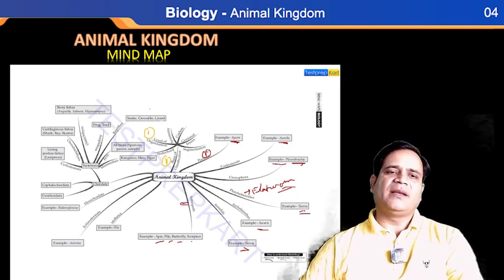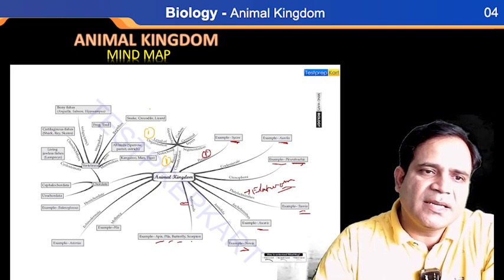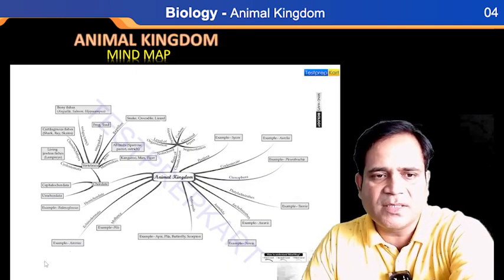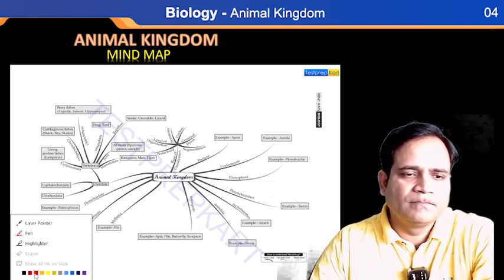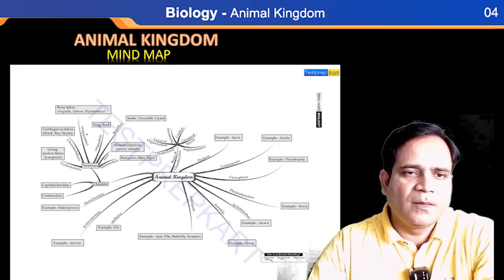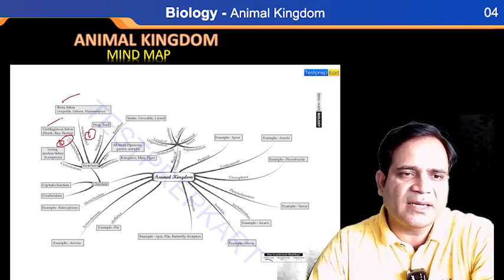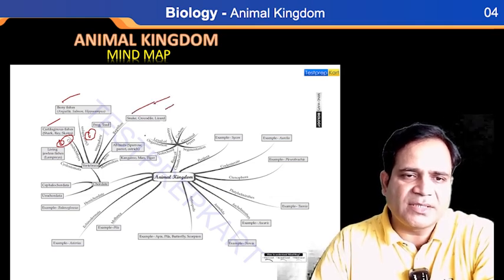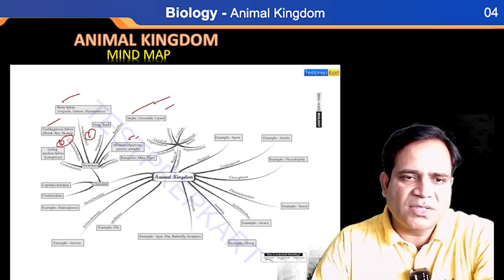See, here the mind map is given to you. So here see the bony fishes, that is osteichthyes. This one is osteichthyes, this one is chondrichthyes. Osteichthyes example is bony fishes, here the cartilaginous fishes. Okay, and reptiles, here the snake, crocodiles and lizards. Three examples. Aves, all birds: sparrow, parrot, ostrich.